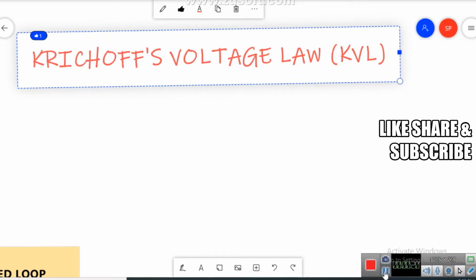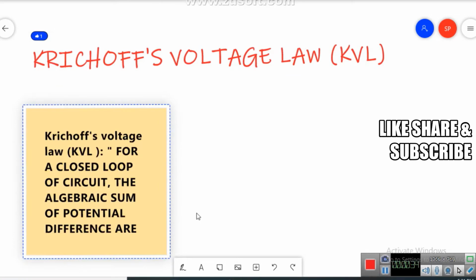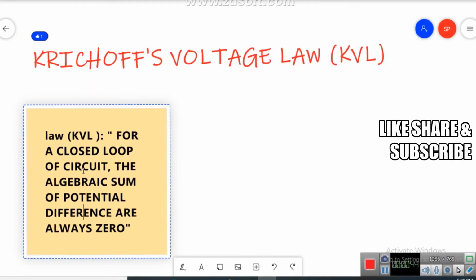The statement of Kirchhoff's voltage law states that for a closed loop, the algebraic sum of potential differences is always zero. So let me repeat it once again. The statement of KVL, Kirchhoff's voltage law: for a closed loop of the circuit, the algebraic sum of potential differences is always zero.